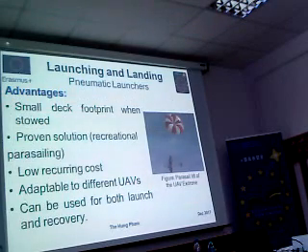So you see that for this solution, we have a very small deck footprint when stored, and very low operating cost because this one is not expensive. This one can be applied to several types of UAV and can be used for both launch and recovery. So for launch, we will cut the wire, and for recovery, we just push it where we want to land. So this method we can use for both launch and recovery.